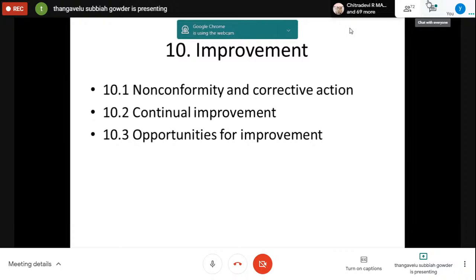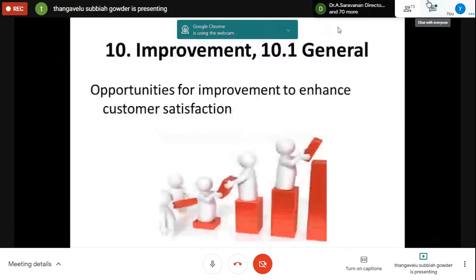This continual improvement will be in the form of improvement in courses, improvement in pass percentage, the number of passing out students, and the number of campus placements, or society acceptance. So these opportunities we will be identifying through the discussion.